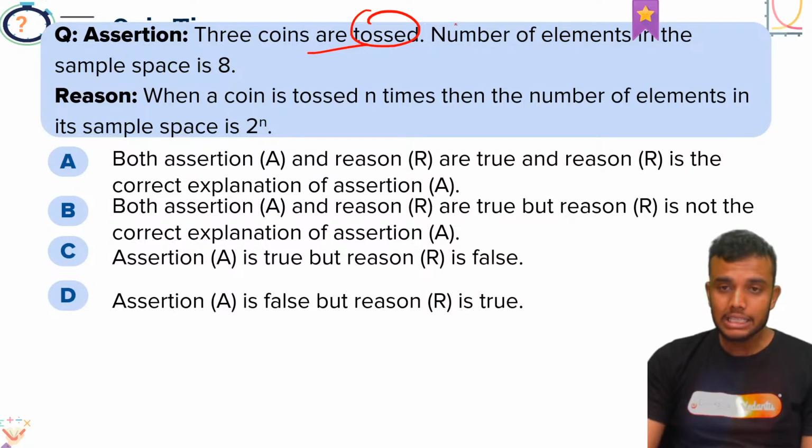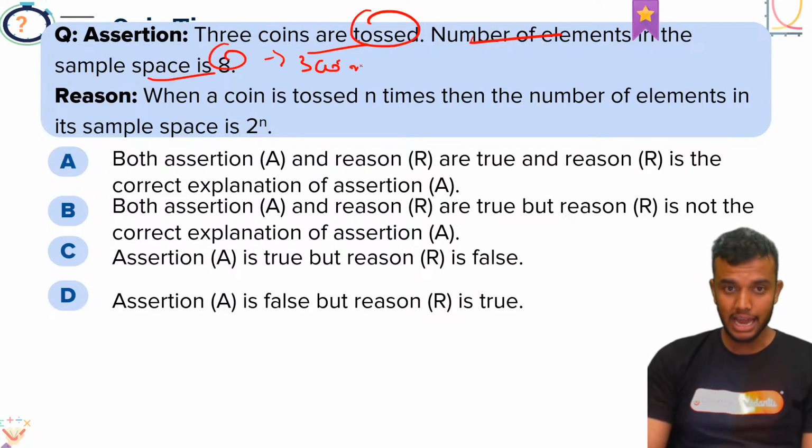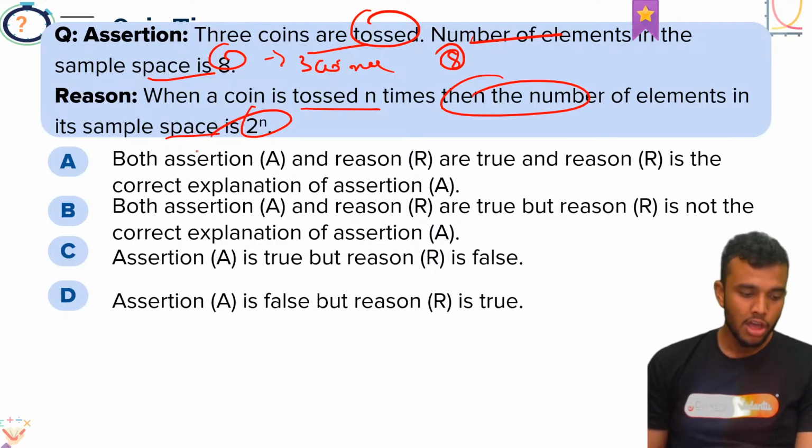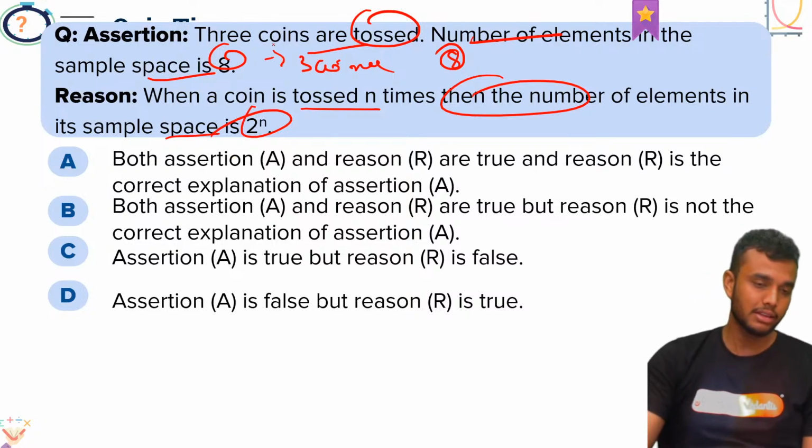3 coins are tossed. The number of elements in the sample space is 8. Totally 3 coins are tossed at a time. Sample space elements: 8. When a coin is tossed n times, then the number of elements in the sample space is 2^n. For your state board, it is not there, but learn this.